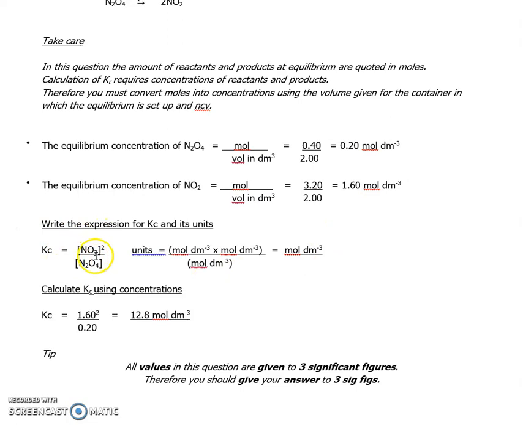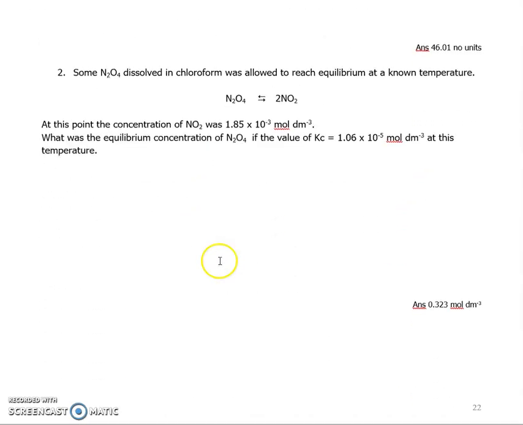Okay, write your expression for Kc, and then you end up with a value which is 1.6 squared divided by 0.2, which gives you an equilibrium constant value of 12.8 moles per decimeter cubed in this case. Okay. Work to 3 significant figures, unless the data in the question specifies otherwise.